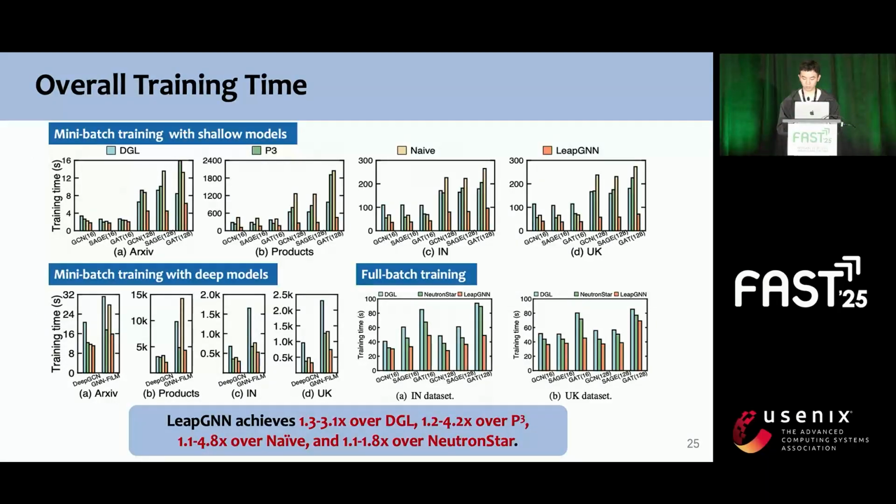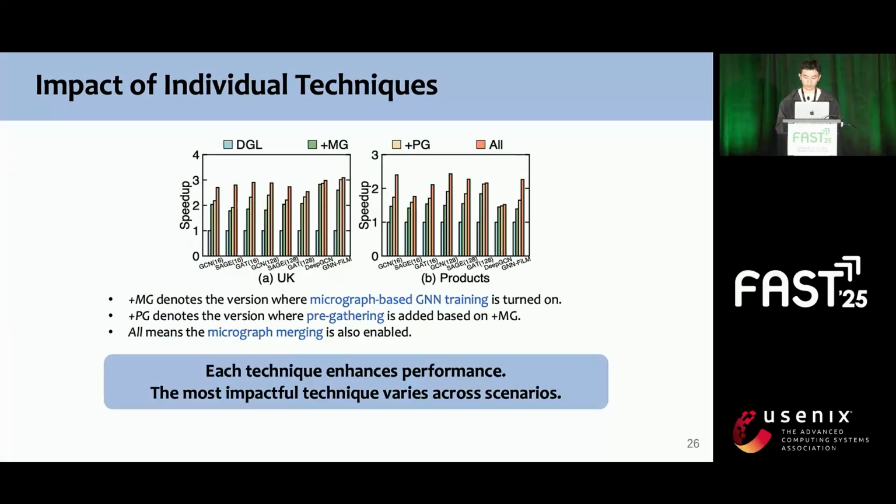The experimental results show that under both mini-batch training and full-batch training, LeapGNN outperforms other systems by 1.1 times to 4.8 times across various datasets and models. Moreover, we sequentially enable each technique, and the results show that each technique further accelerated distributed GNN training.